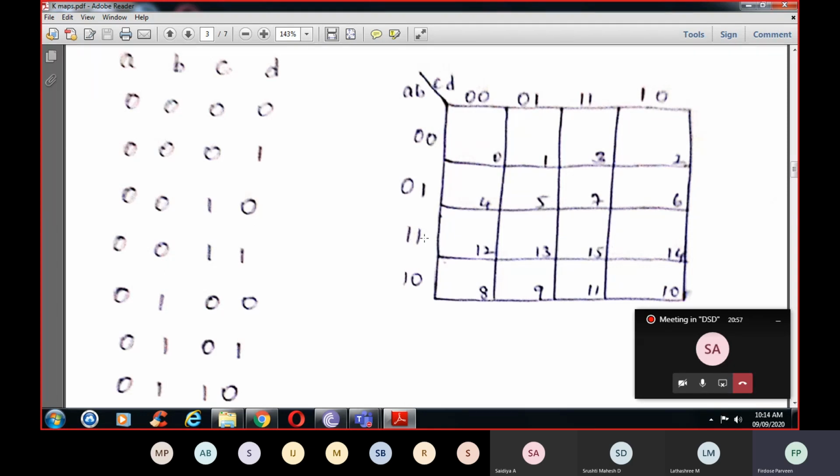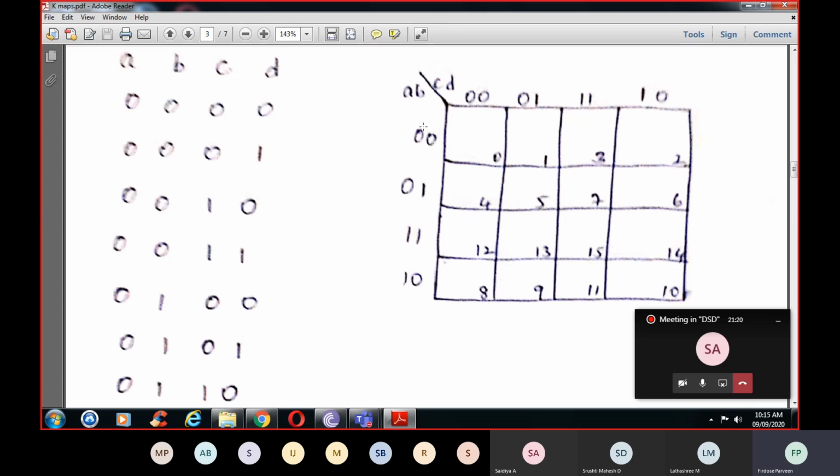So I'll be placing 1, 1 here. When I place 1, 1 here, only 0 is changing to 1. That is A bar is changing to A here. B remains same thing. So we are writing in that way. So here it is 0, 0, 0, 1, 1, 1, 1, 0. In the same way, 0, 0, 0, 1, 1, 1, 1, 0.